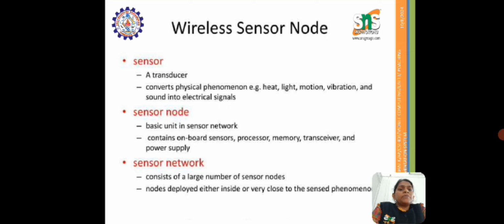Next is the sensor node. The sensor node is the basic unit in a sensor network, which contains an onboard sensor, processor, memory, transceiver, and power supply. A sensor network consists of a large number of sensor nodes, deployed either inside or very close to the sensed phenomena. These sensor nodes are placed in the wild, in the jungle or in the forest, so that animal crossings can be easily identified. Poachers who attack the animals can also be easily identified, and the information can be given to the control room, so that the rangers will be on time to protect the animals.